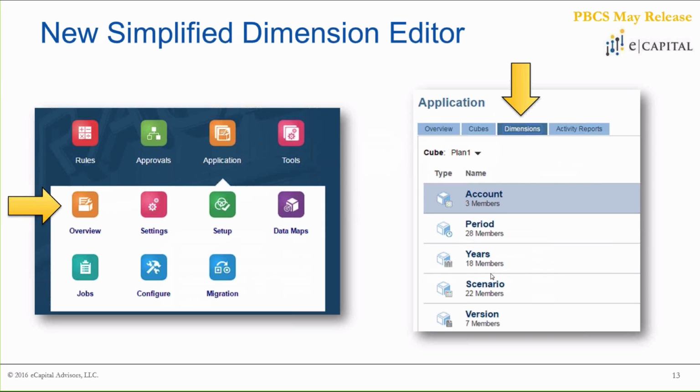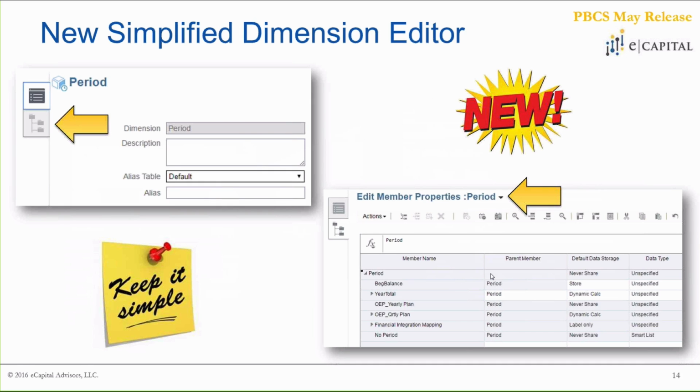that will allow you to modify your dimensionality in an ad hoc mode. So you'll access the new Simplified Dimension Editor under the application icon, and then jump into Overview there, and then you'll see your application overview. Go ahead and click on that Dimensions button or the Dimensions tab, and that's going to bring you to the screen that shows all your dimensions. In this case, I chose the period dimension to start out.